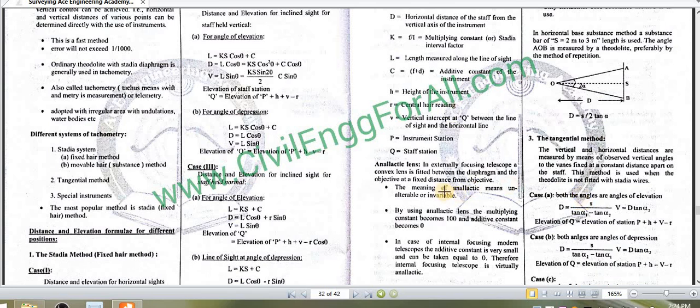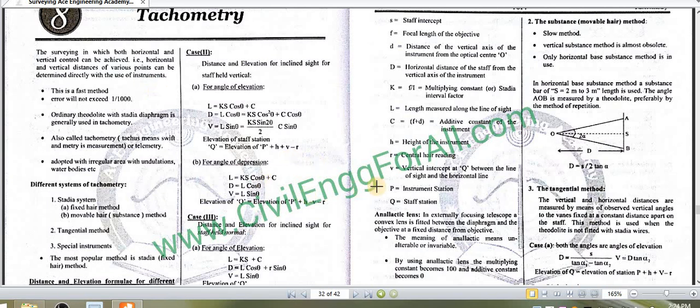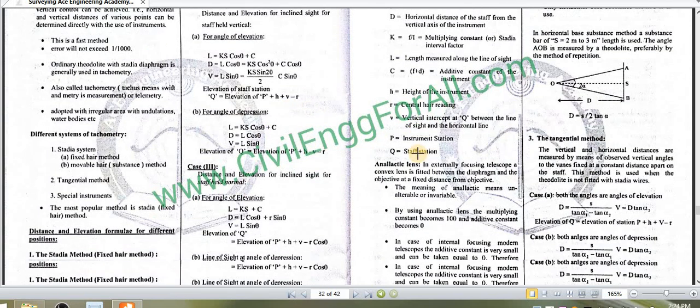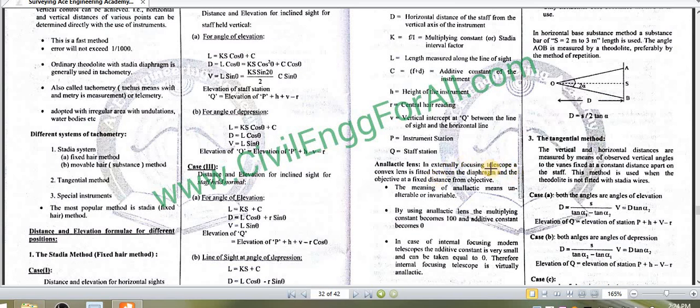Okay, now what is this analytical lens? As I've told you in the starting of the lecture, in tachometric surveying the theodolite has been provided with an analytical lens. In an externally focusing telescope, a convex lens is fitted between the diaphragm and the objective at a fixed distance from the objective. So the telescope used in tachometric surveying has been provided with a convex lens between the diaphragm and the objective, at a fixed distance from the objective.